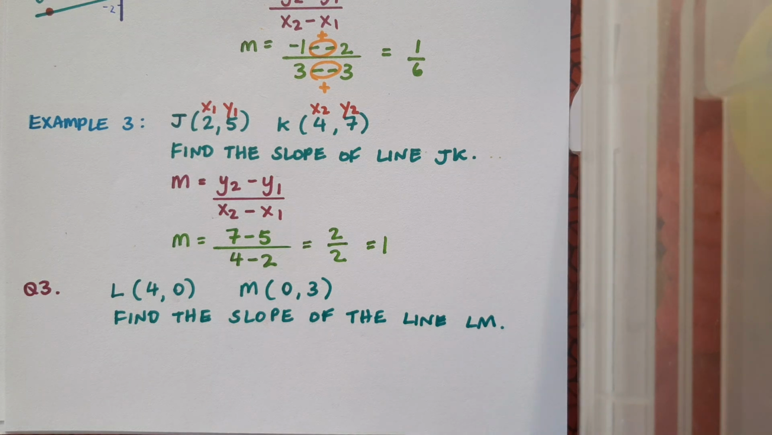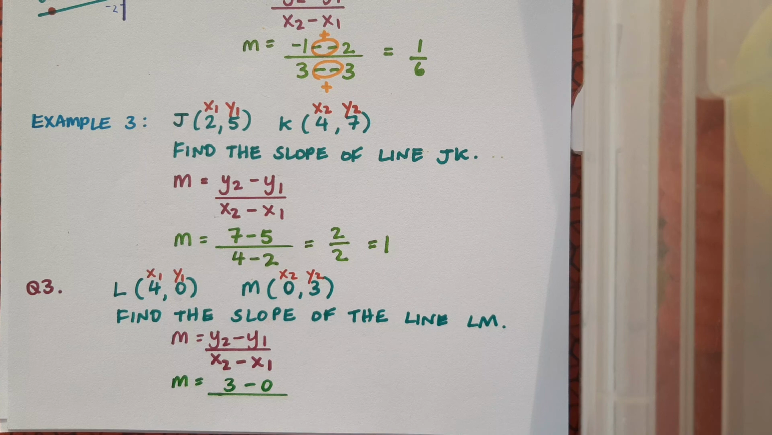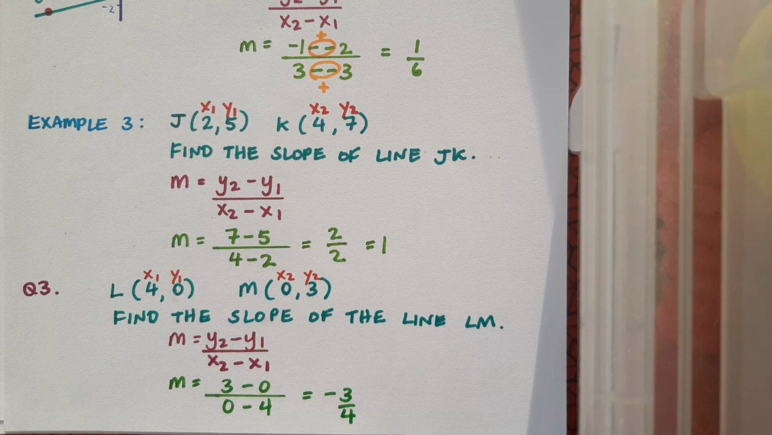Okay, so first thing is that I want to find slope, so the slope formula has to go on the page. Then I need to label my points, and then I'll sub in. On the top I'll get 3 minus 0, on the bottom I'll get 0 minus 4, and when I stick this into the calculator, I get a slope of -3 over 4. So again, even though I haven't got a diagram, I can kind of visualize the line to a certain extent. I know that it'll have to be a decreasing line because it's got a negative slope.